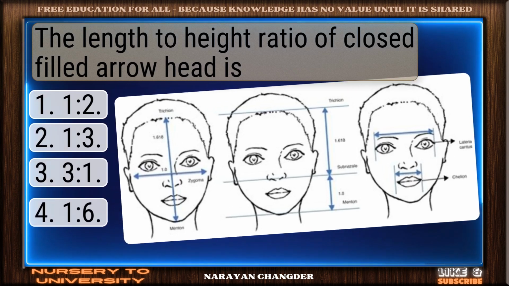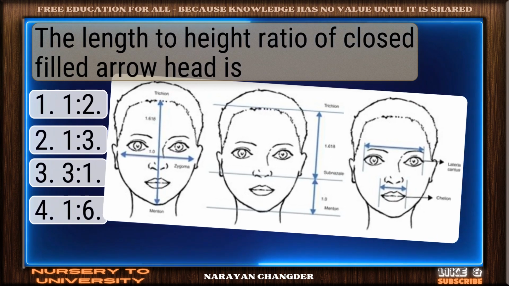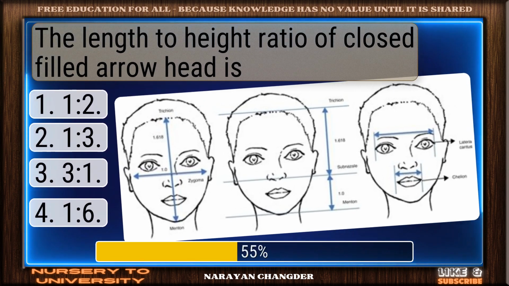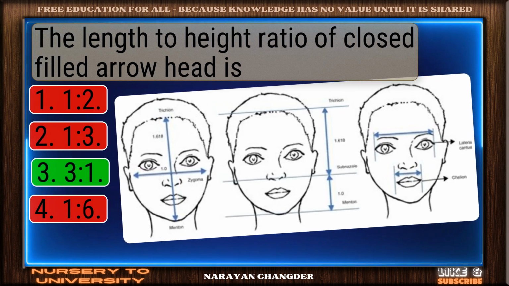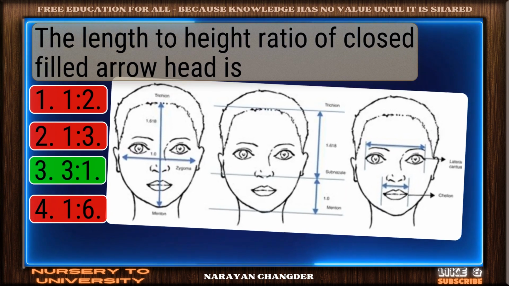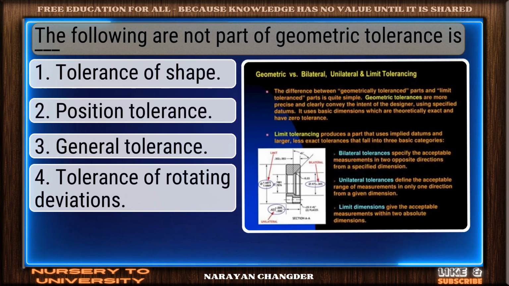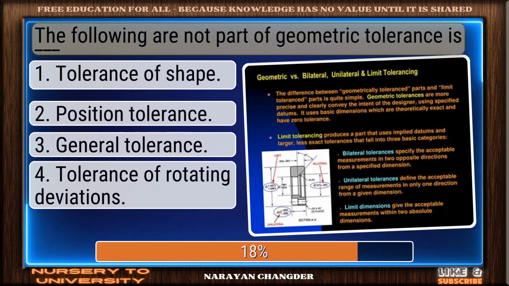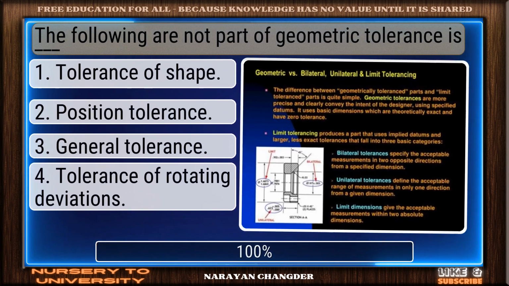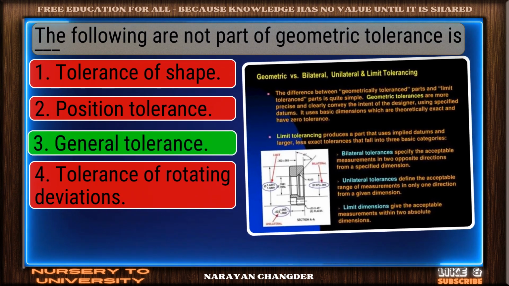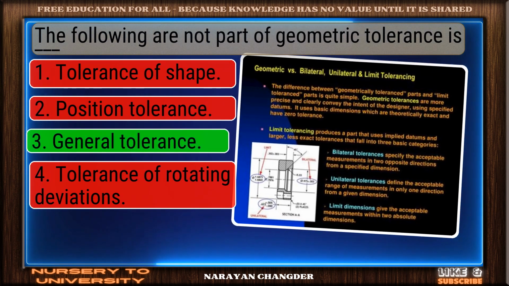The length to height ratio of closed filled arrowhead is... Clear logic. Your choice 3-1 is sound and 100% true. The following are not part of geometric tolerance is dash. Well picked. General tolerance is the correct answer.